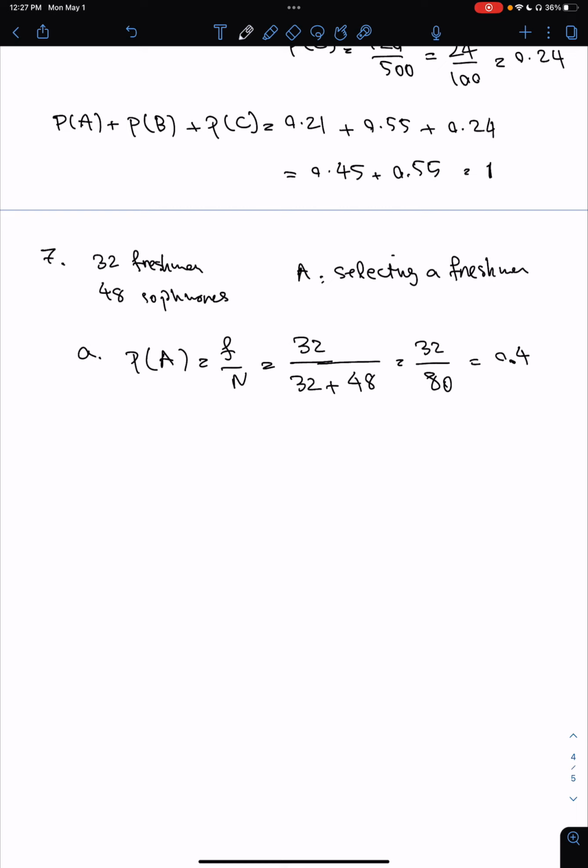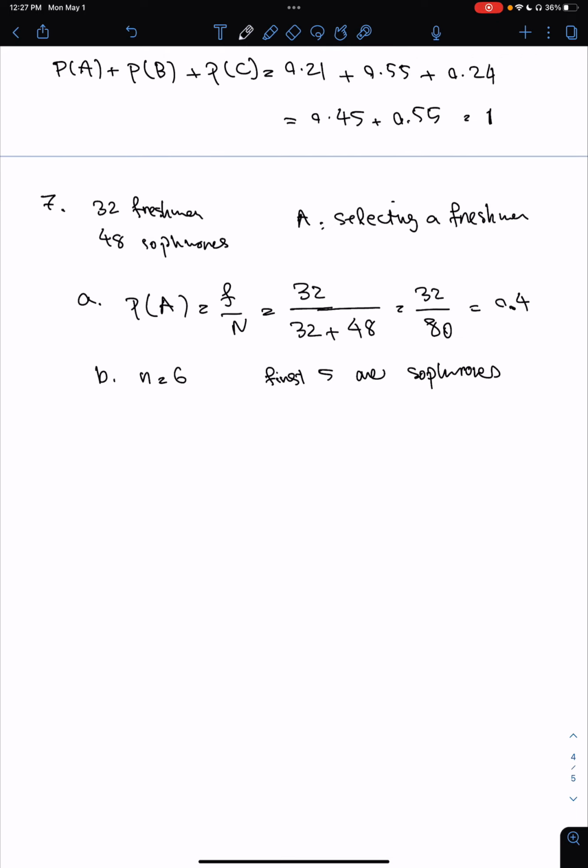And then question B is, if a random sample of n equals 6 students is selected and the first 5 selected are sophomores, so we have n equals 6 samples. We know the first 5 are sophomores. What is the probability that the 6th student selected will be a freshman?